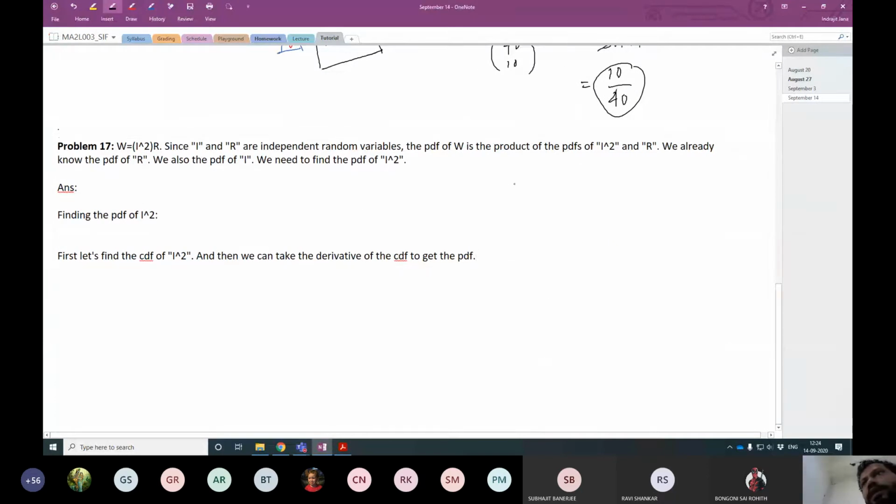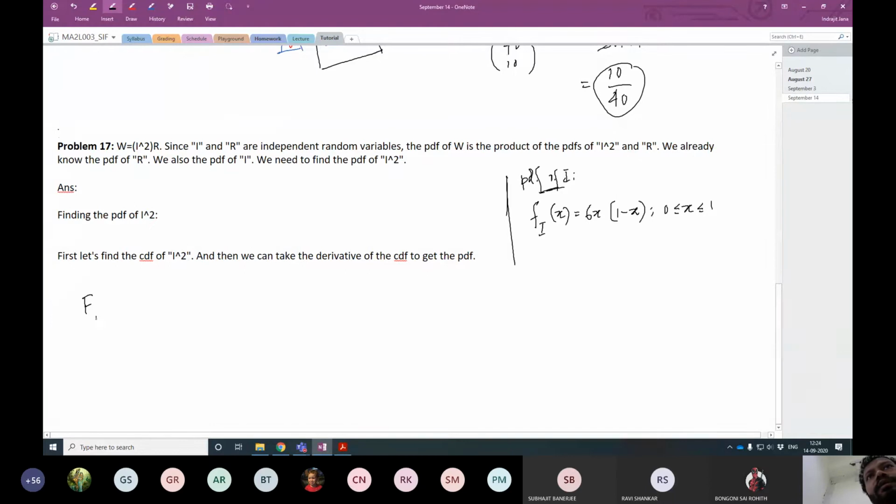By the way, the PDF of I is given by f_I(x), which is 6x(1 minus x), for 0 less than or equal to x less than or equal to 1. Now, how do you find the CDF of I square? That's very simple.